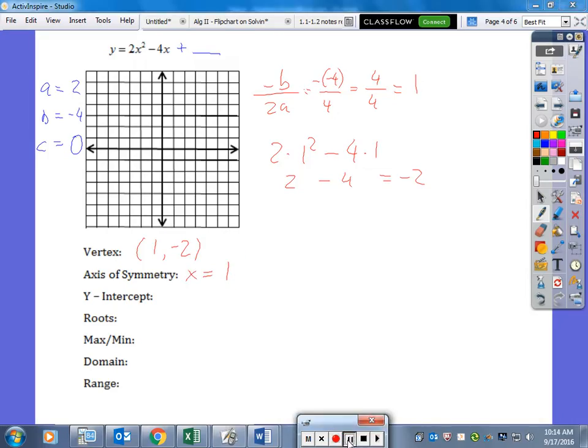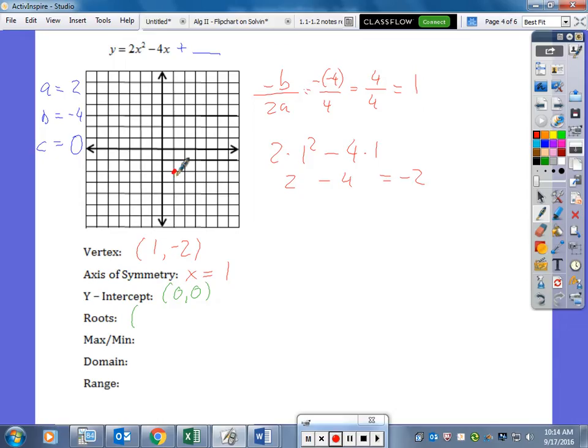Let's find our y-intercept. If we plug in 0 for x in both terms up there, everything turns to 0. There is no c, and therefore our y-intercept is 0, 0. And now we have enough points to go ahead and start graphing our parabola with a vertex at 1, -2.